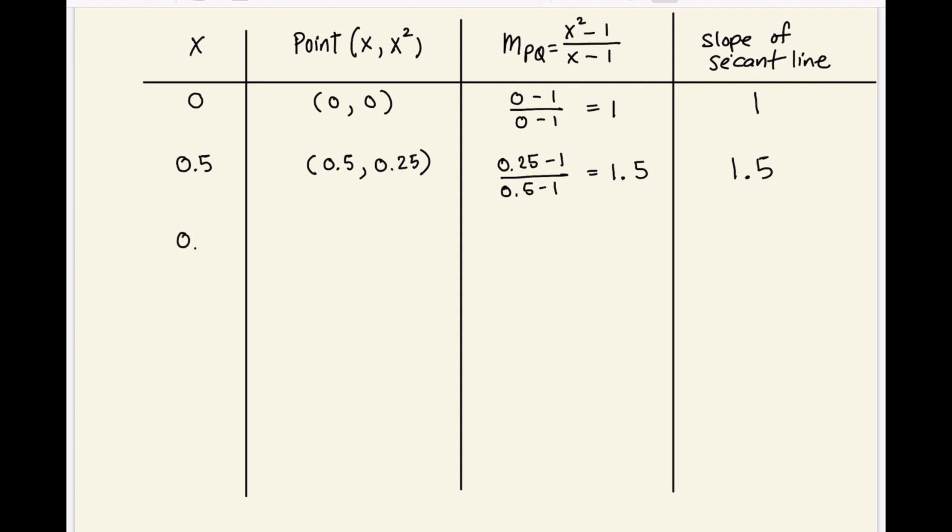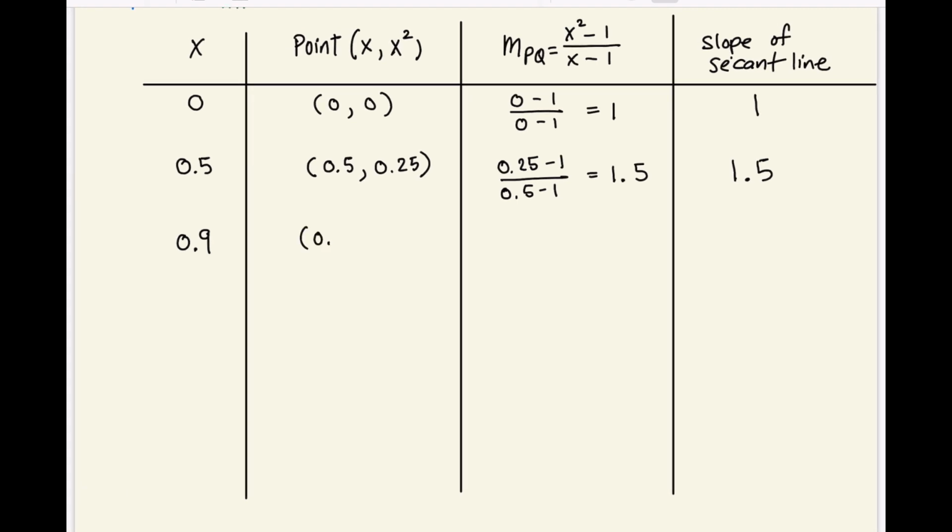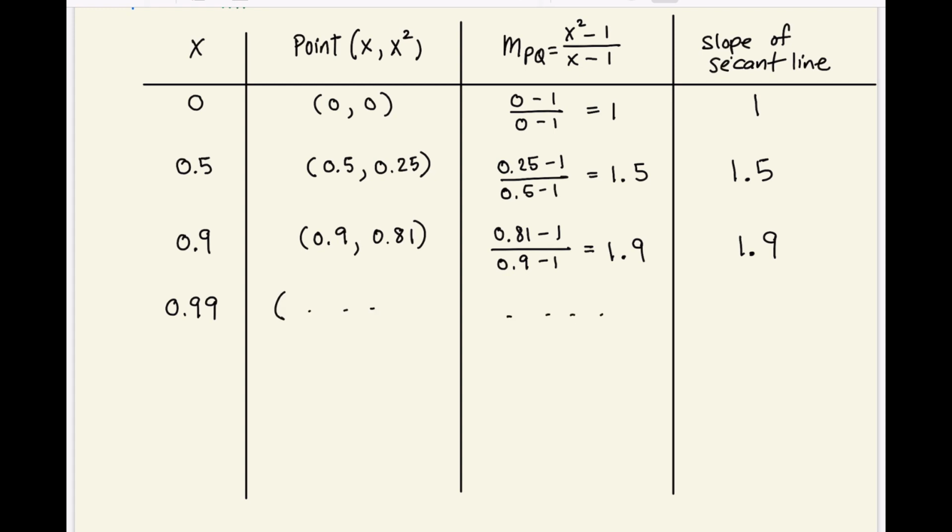I can keep going. I can use the x value 0.9, which is very close to 1. The corresponding point will be (0.9, 0.81), and the slope of that secant line will be equal to 1.9. And I can keep going, and I can use 0.99. I'm going to leave out all the calculations. They're the same. But you will find that the slope of the secant line is 1.99.